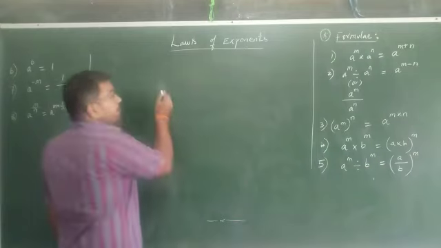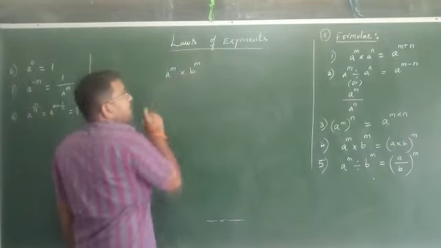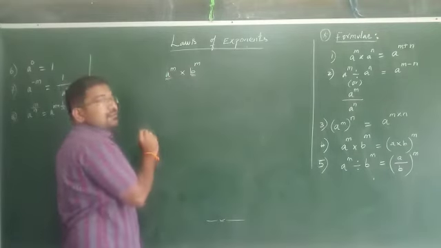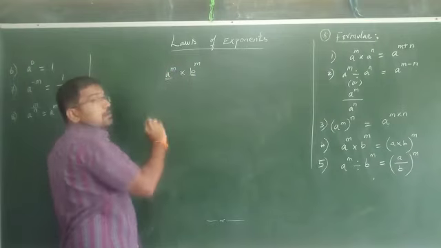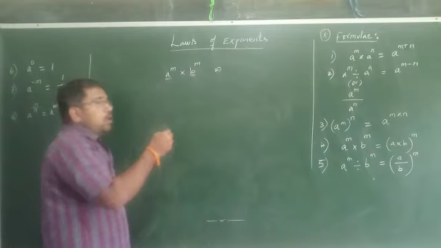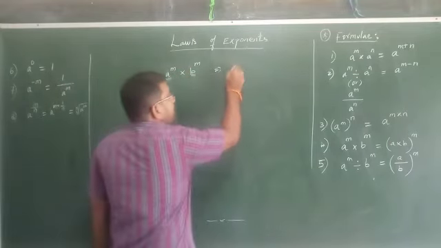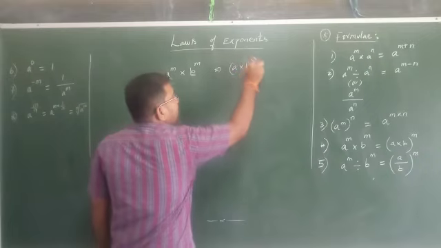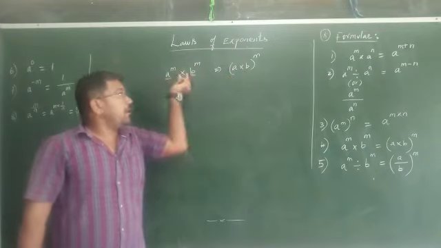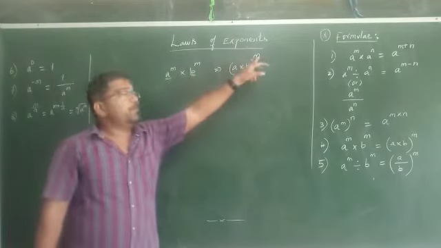So formula number 4 is a power m into b power m. Here the base is different but the powers are the same. So directly I am taking the power m as common. So a into b whole power m. Here what symbol is between a and b? Product. So that's why I am using the product symbol. So a into b whole power m.